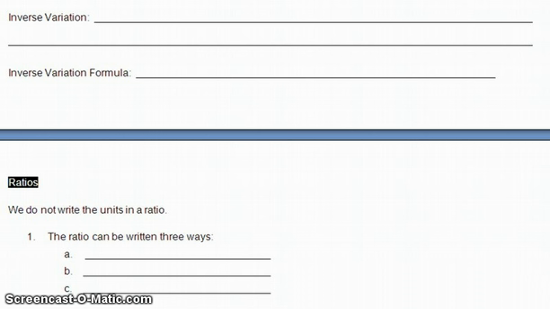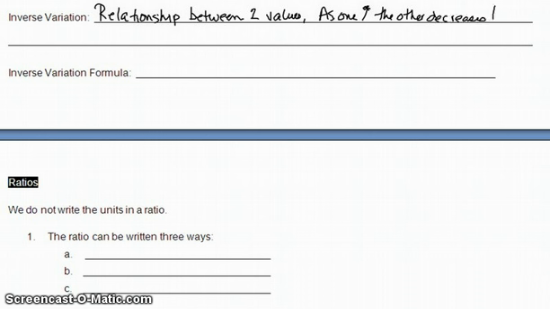All right, and our last vocabulary word is inverse variation. And what that is, it is the relationship between two values as one increases, that's an arrow, sorry about that, the other decreases. So as one goes up, the other one comes down.